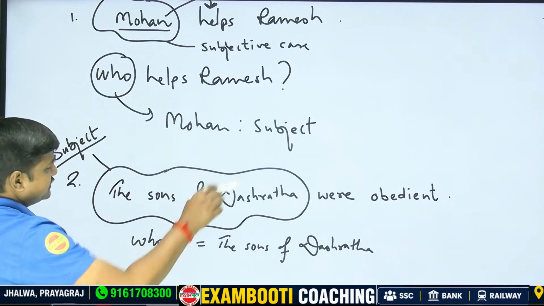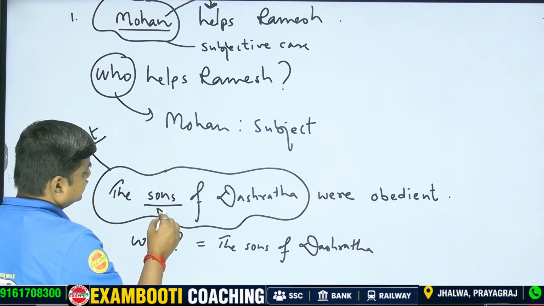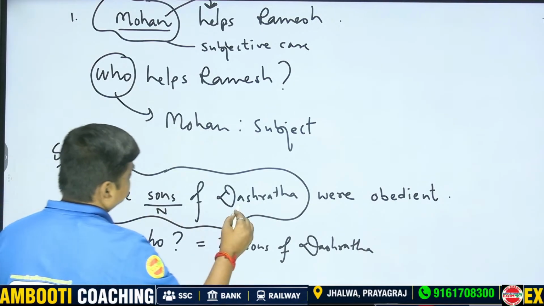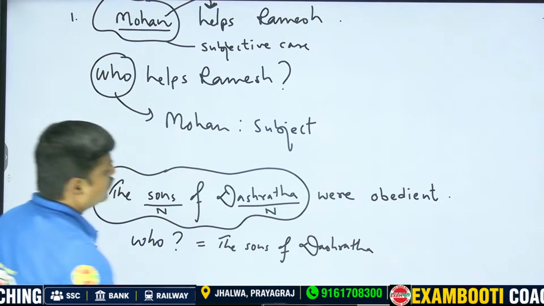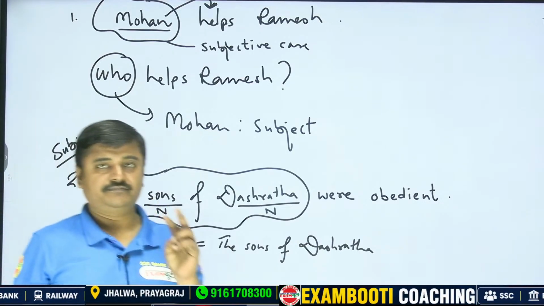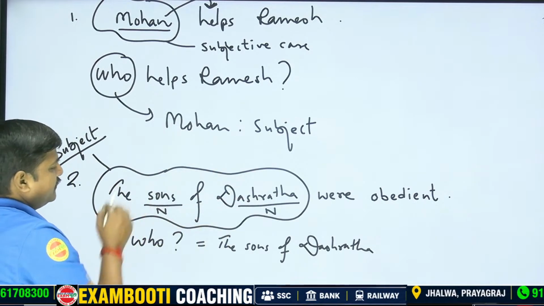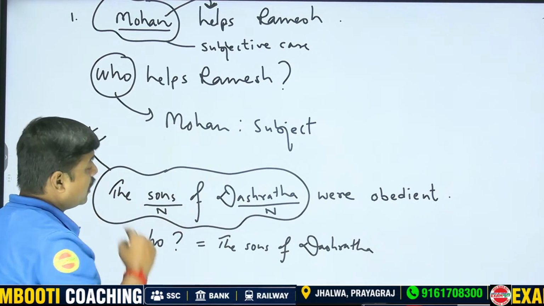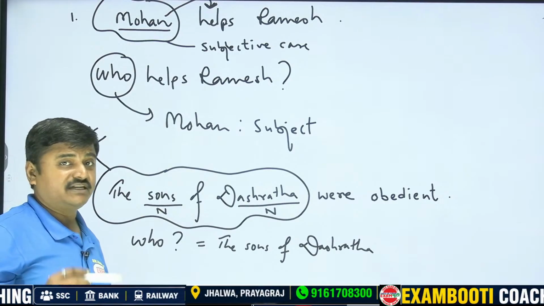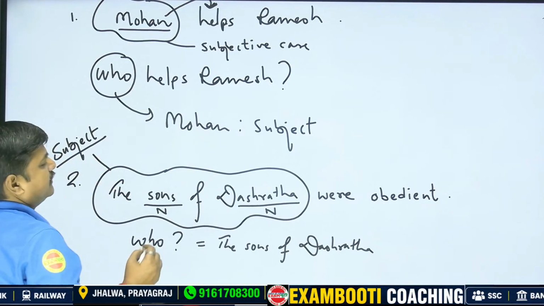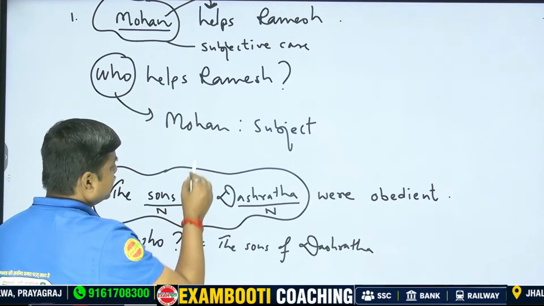So this is the subject. It means there will be a noun. Yes, there is this noun and this is the noun. There are two nouns. This is the subject. This is the noun. Now, which noun is in subjective case? This is actually a preposition.